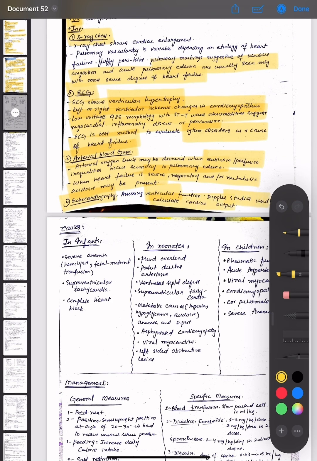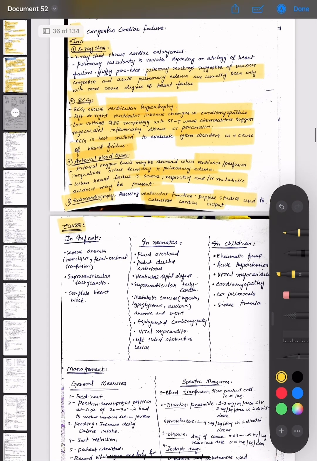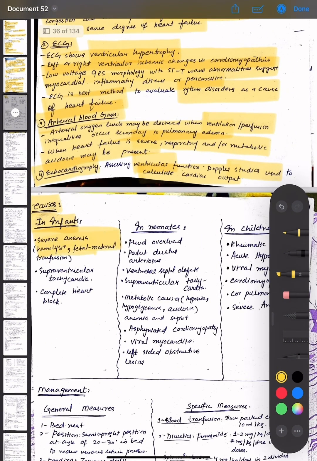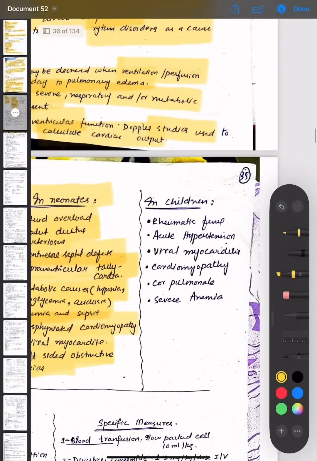Now, the causes of congestive cardiac failure in infants are severe anemia, hemolysis, fetal maternal transfusion, supraventricular tachycardia, and complete heart block. In neonates, the causes are fluid overload, patent ductus arteriosus, ventricular septal defects, supraventricular tachycardia, metabolic causes, that is hypoxia, hypoglycemia, acidosis, anemia, and sepsis, asphyxiated cardiomyopathy, viral myocarditis, and left-sided obstructed lesions. In children, the causes are rheumatic fever, acute hypertension, viral myocarditis, cardiomyopathy, cor pulmonale, and severe anemia.